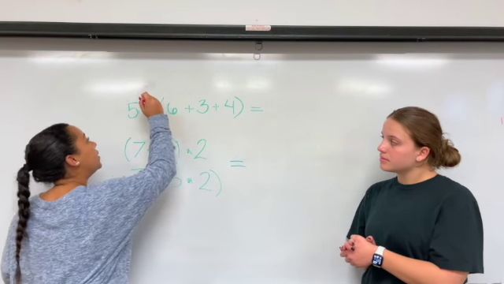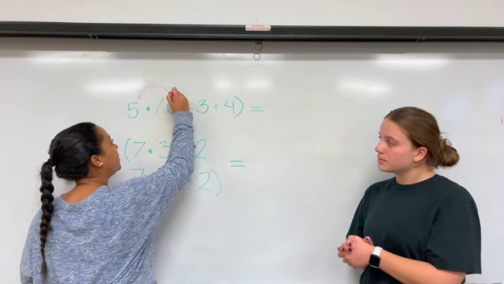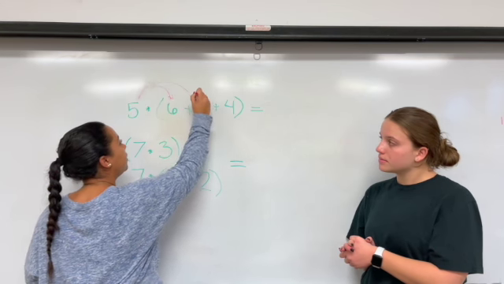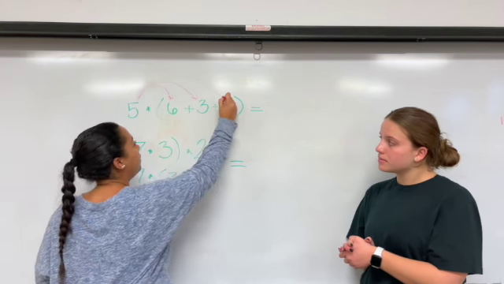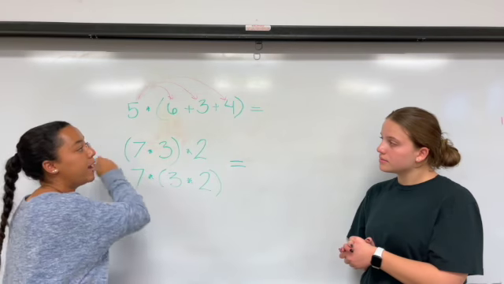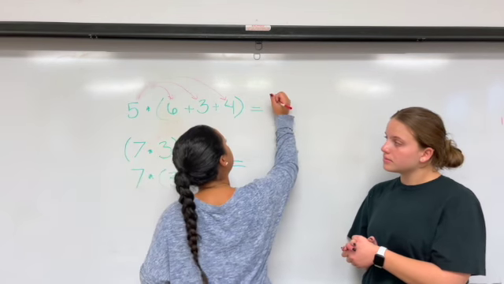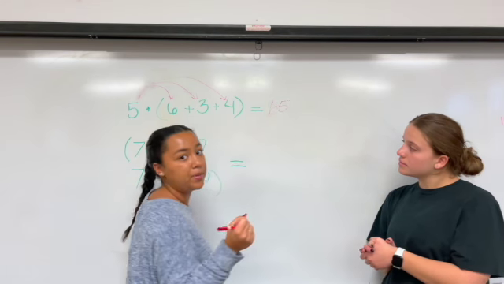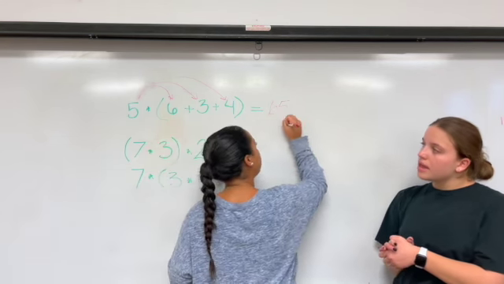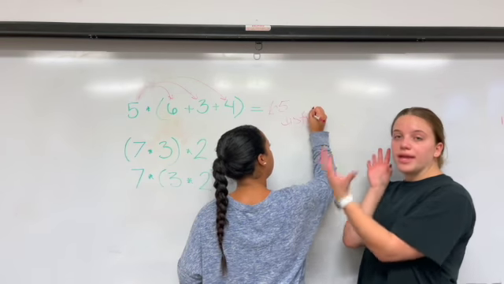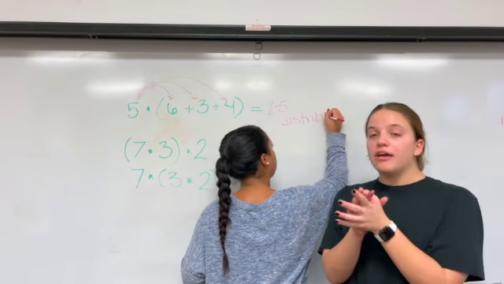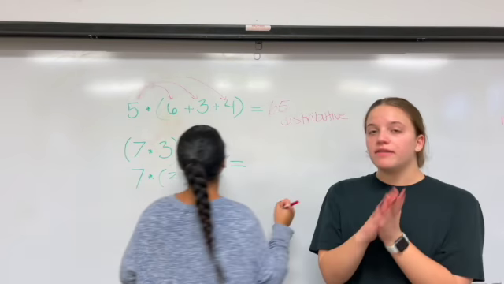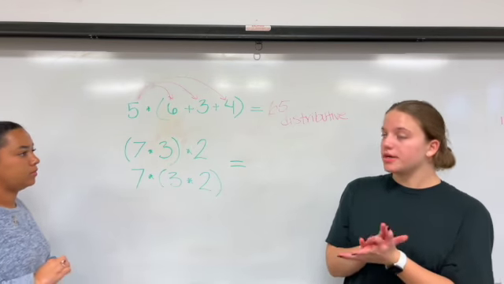So we're going to distribute the 5 to the 6, the 3, and the 4. And once you distribute the 5 to all 3, your answer should be 65. And the property will be distributive. And that's going to be, once we break it down and separate it, 5 times 6 plus 5 times 3 plus 5 times 4.